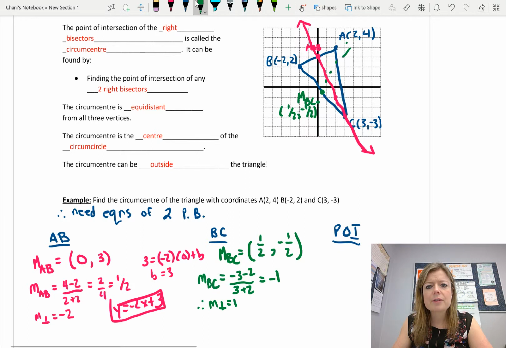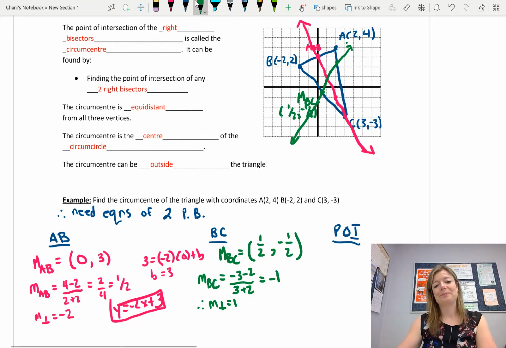So again, if you're using a ruler, hopefully this looks a lot better. It's supposed to be 4/3, 1/3 is the answer, as we already know. So hopefully your ruler looks way better than my awful drawing.